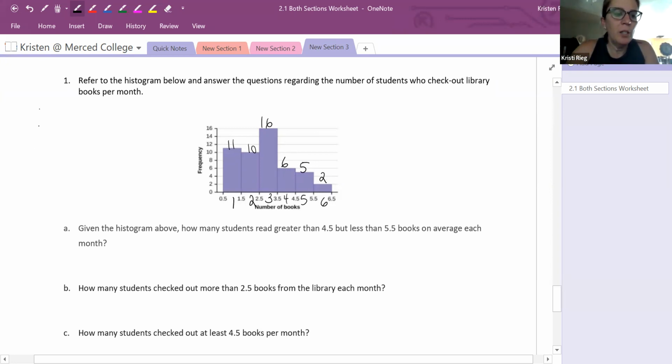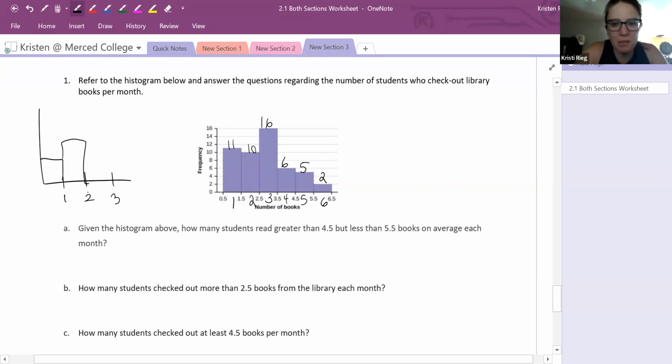Okay, the reason we do it with the decimals is because if I did it like this, 1, 2, 3, and somebody checked out one book, is one book between 0 and 1, or is one book between 1 and 2? Where does the 1 actually go? I'm only talking about 1, so I want 1 to be in the middle. If I go from 0.5 to 1.5, you know 1 book is in this column right here. And if I go from 1.5 to 2.5, then you know 2 books are in that column right there. So there's no question as to which column they fit into if we use the decimals around the numbers.